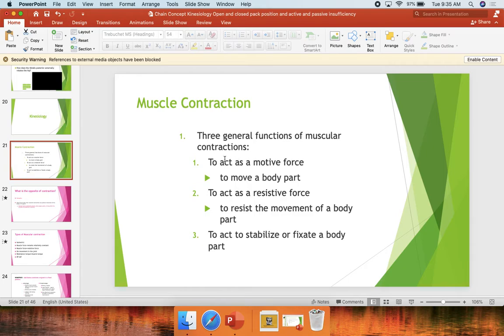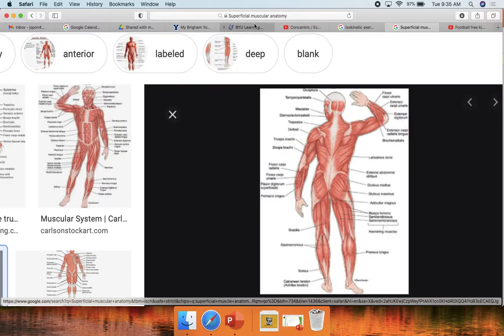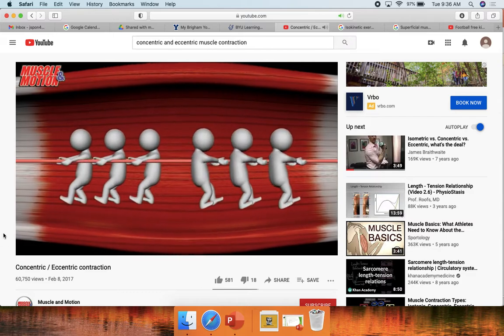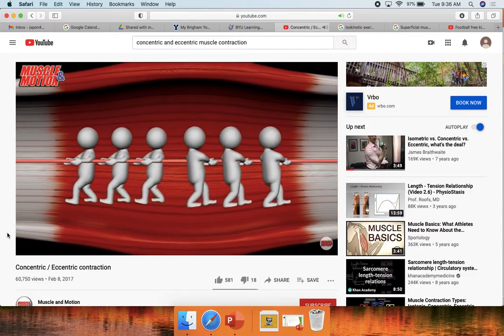Just realize, and I think that you know this at this point of your schooling career, but we're going to generally contract a muscle for one of three reasons: to accomplish movement, to resist a movement, or to stabilize or fixate a body part, usually in connection with one of these two, as moving a body part or resisting a movement. Just as a short review, I found this short little video clip to review our types of muscle contraction.